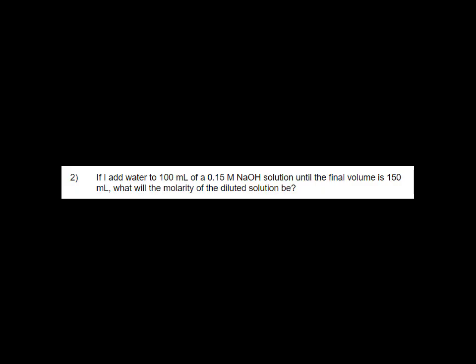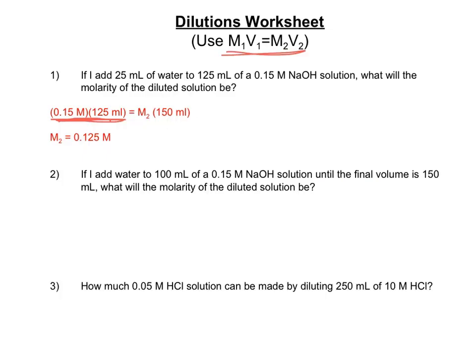If I add water to 100 milliliters of 0.15 molar solution until the final volume is 150 milliliters, what is the final molarity of the solution? So this one is a little bit tricky the way it's worded. If I add water to 100 milliliters, okay, so the initial volume, V1, is 100 milliliters of a solution that has a concentration of 0.15 molar. So this is your M1.